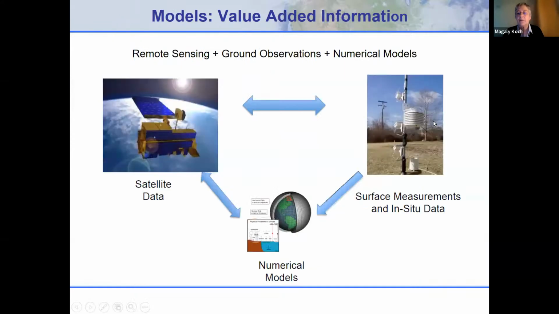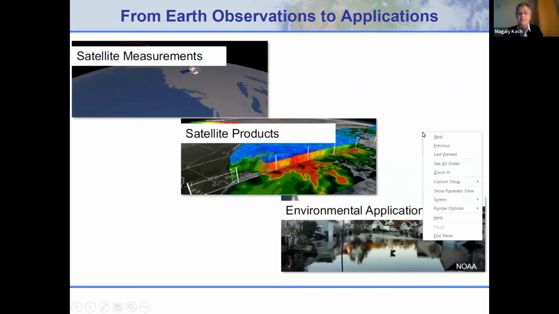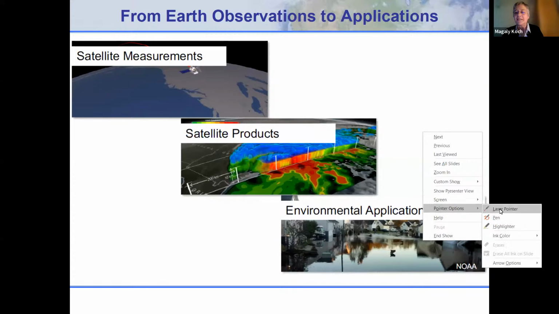Let me see if I can have a book. Sorry. Oh, that's all. I was looking for the cursor. Sorry, pointer. Yeah, here's the cursor.